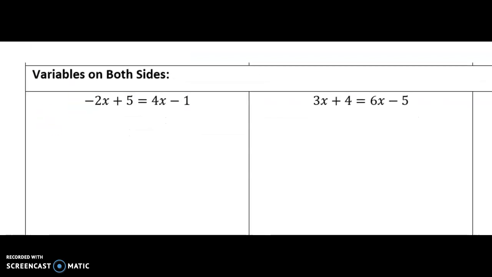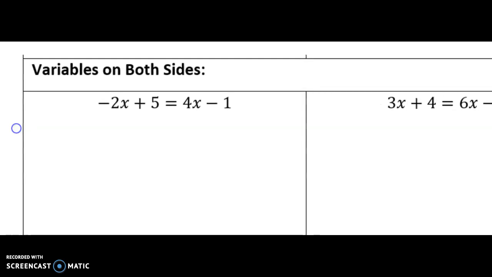Make sure you copy the notes and pause the video if you ever get behind, or replay whatever I say if you get confused. So we got negative 2x plus 5 equals 4x minus 1. Notice that the title says that there's going to be variables, in other words letters, our letter x and our negative 2x and our 4x. Those are variables on both sides. So again, we want to stay organized, so let's draw a line down the middle.